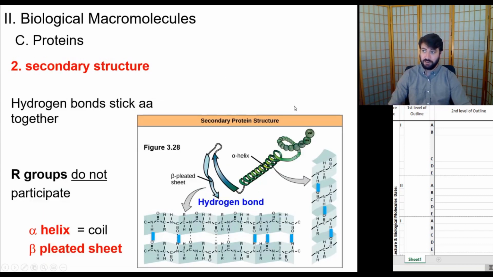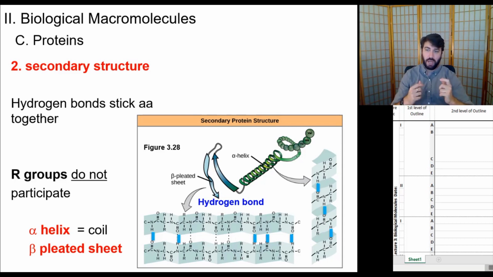Now, secondary structure is where you have this chain of amino acids with its R groups sticking off. The bonds will actually occur between the aminos and the carboxyl groups. So you'll have hydrogen bonding that occurs between these backbones, right?